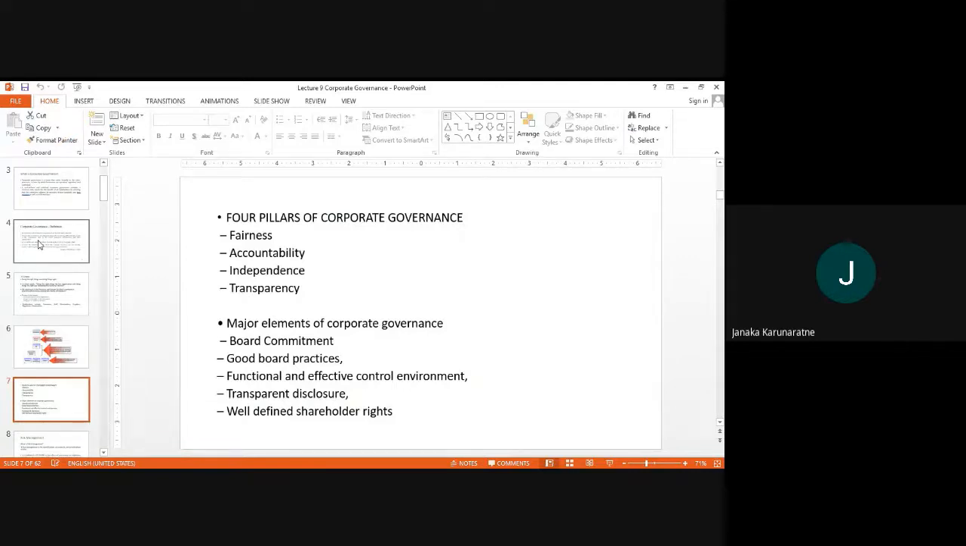The major elements of corporate governance: the board commitment, because the board is the topmost part of any organization, who take all policy decisions. So they must have a greater commitment to governance. They must follow the governance principles. They must design it. They must ask others to follow it. Good board practices, as I mentioned, they should follow good practices in the board. Functional and effective control environment. Within the organization, there should be functional and effective control, adequate controls in place. Transparent disclosures. The disclosure should always be transparent. Everybody can see, everybody can discuss. And well-defined shareholder rights. The shareholder rights should be well-defined.